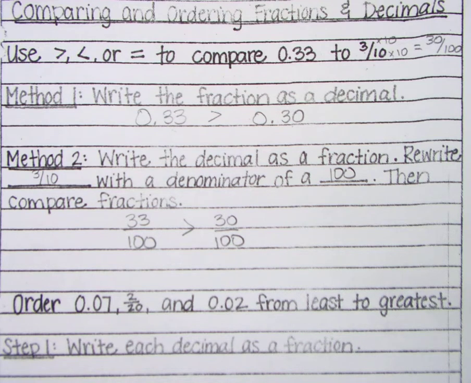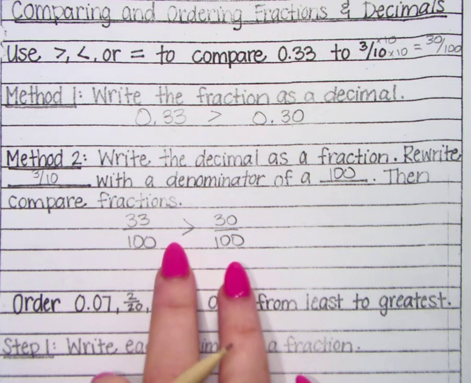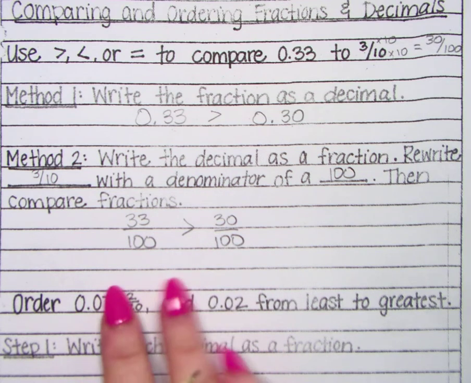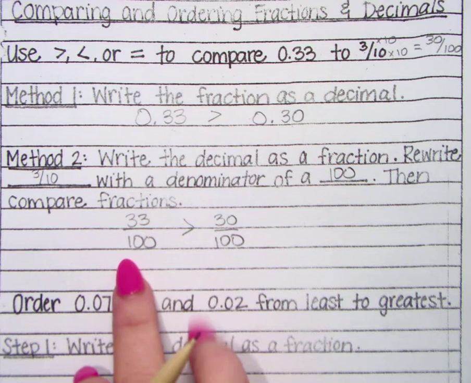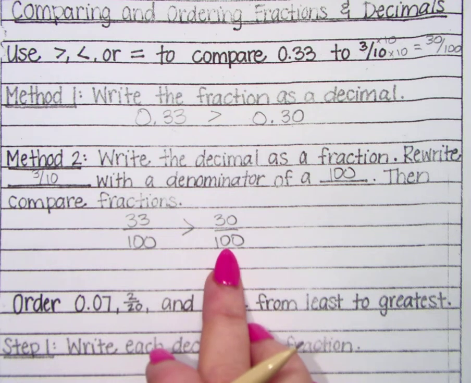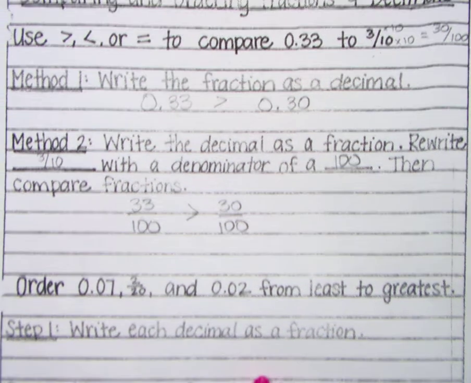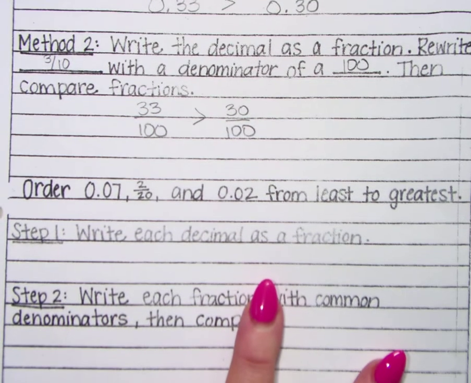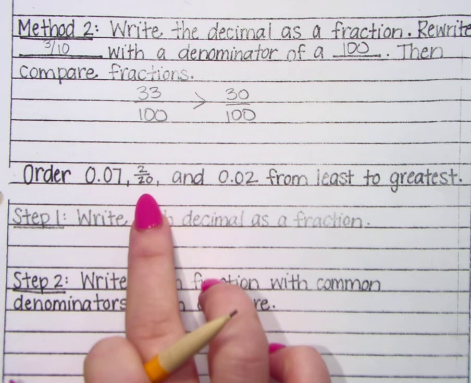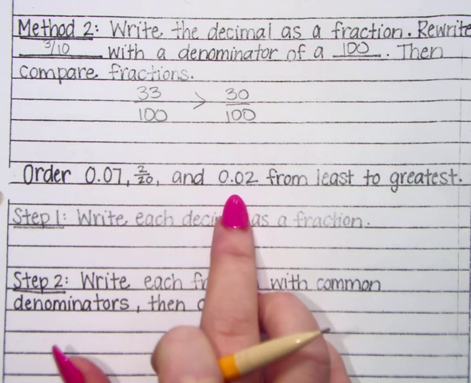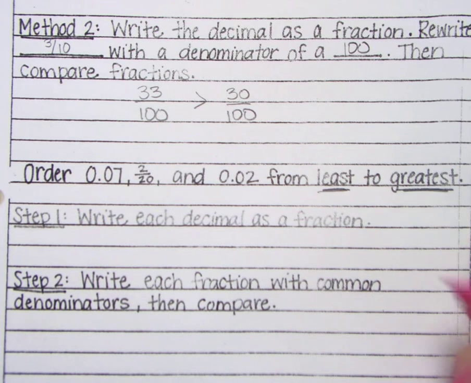Now comparing and ordering is tied together. We can say, compare these two numbers, greater than, less than, equal to, but if I have more than two numbers, I can put the numbers in order. Like I can say least to greatest, this would be 30 hundredths and then 33 hundredths. But to order the numbers, you have to know which one is bigger and which one is smaller. So we're going to order 7 hundredths, 2 twentieths, and 2 hundredths from least, smallest, to greatest, biggest.